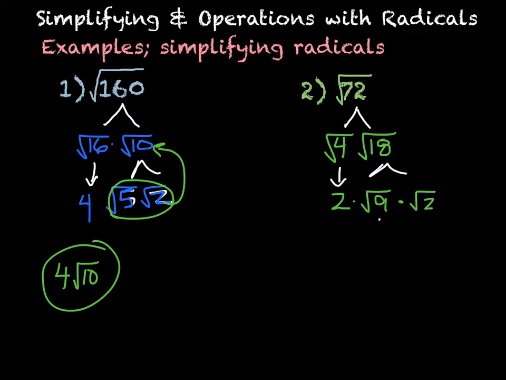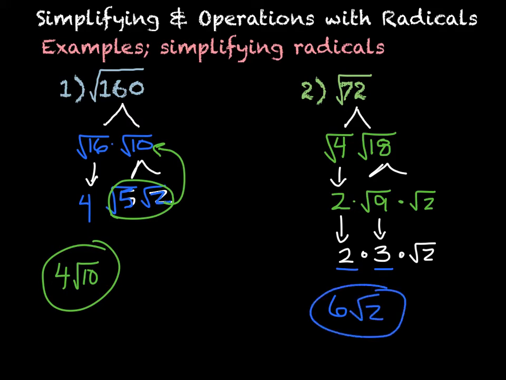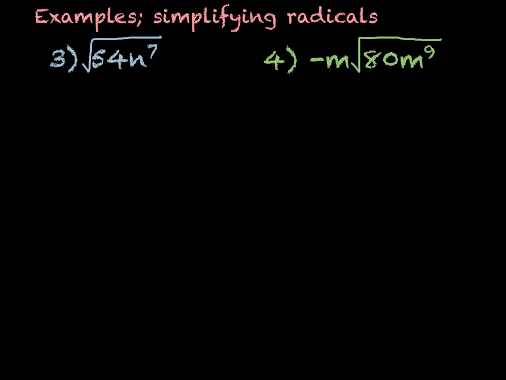So the square root of 9 is just 3. So I have 2 times 3 times the square root of 2. That leaves my final answer to be 2 times 3, which is 6, times the square root of 2. 6 square root of 2. Final answer. Now we're going to simplify radicals that have variables with them.